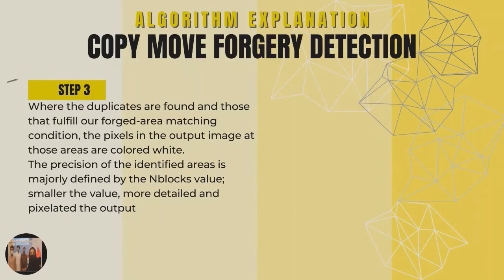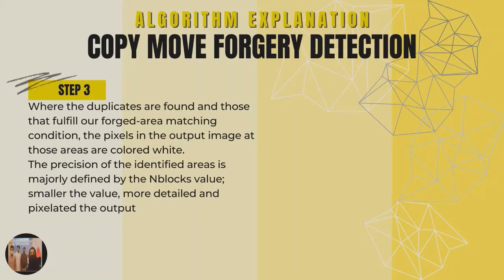So then, if duplicates are found and they fulfill the condition, which means that they're exact copies of each other, we make sure that the duplicate areas are colored white in our output image and are identified in the picture. It should be noticed here, however, that the precision of our output image will depend upon the size of the blocks that we define while giving it as a parameter to our program.